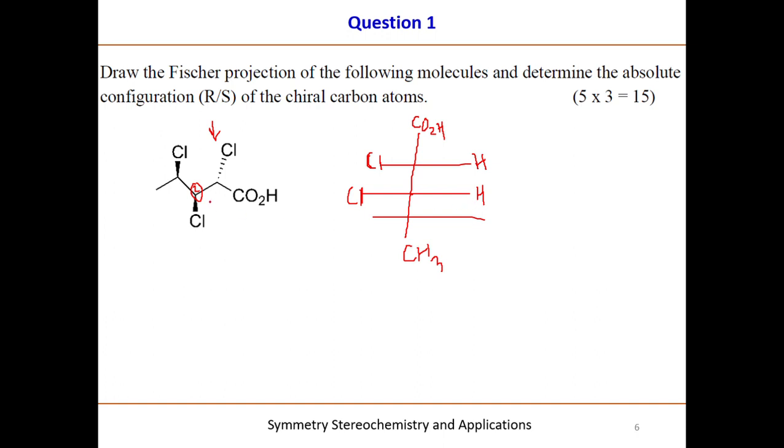Now for the third carbon you can see here the Cl group is on the front side, wedge position, that means it is on the right side, and hydrogen is below the plane. Now we have to find out the absolute configuration of the molecule here.